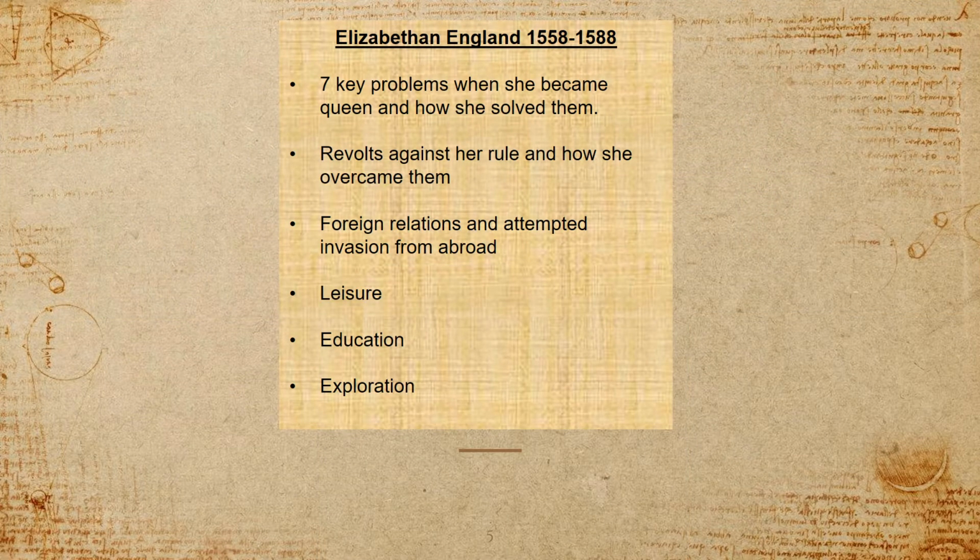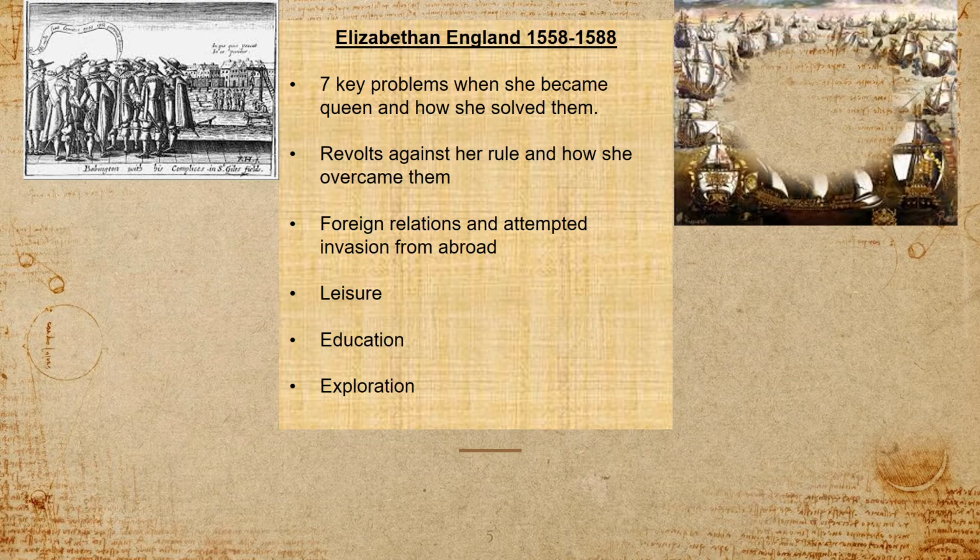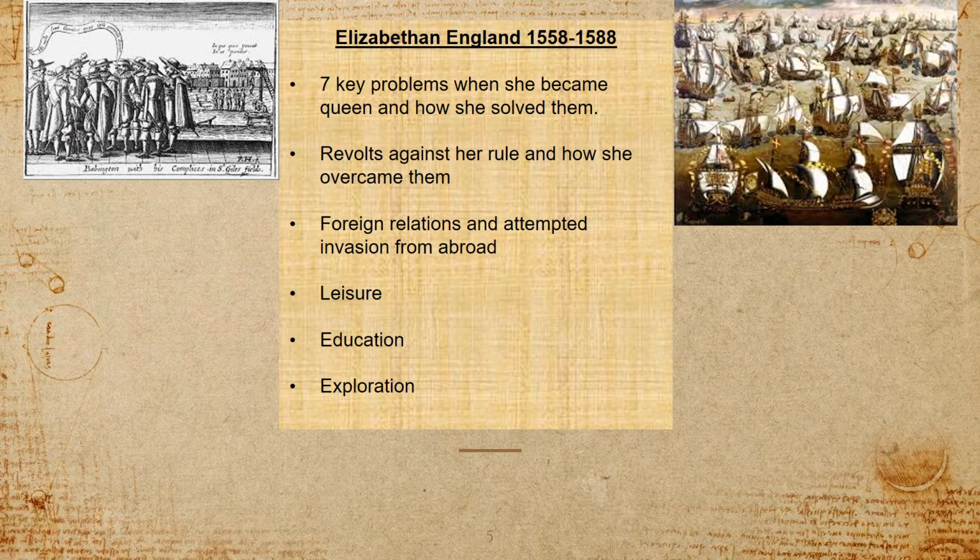Our next key topic area is Elizabethan England between the years 1558 and 1588. We look at the 7 key problems Elizabeth faced, ranging from massive debt, war with France and a country torn apart by religion. We focus on the revolts she faced, how much of a threat they were and how she overcame them. We look at foreign relations, particularly relations with Spain, and how we eventually defeated the greatest invasion fleet of the age.